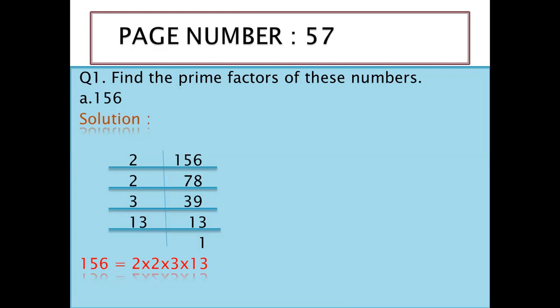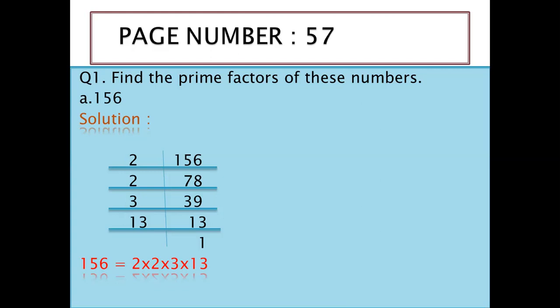The number 156 is given. We start from 2 because at the end there is 6, and 6 is an even number. Even numbers are those numbers which we can divide by 2. So we start the division from 2. When we divide 156 by 2, 78 will be the quotient. Again, 8 is an even number, so again we divide it by 2. After dividing 78 by 2, 39 is there.